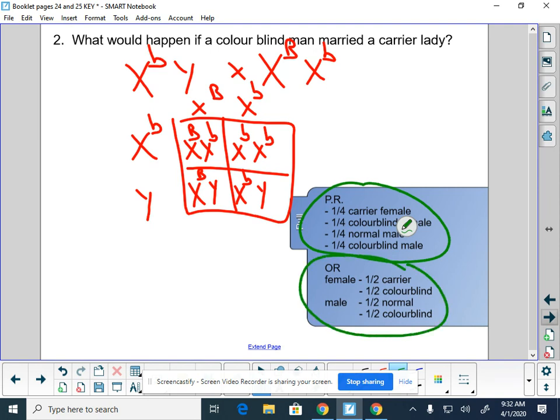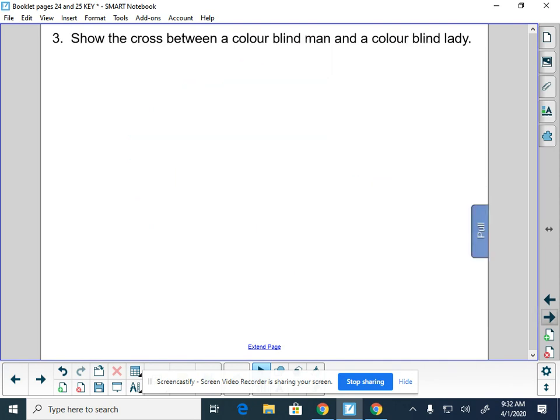I'm going to go quickly on to the next one, but you can obviously pause the video if you need to look over these phenotypic ratios. I'm trying to go a little faster here. So question number 3, show the cross between a colorblind man and a colorblind lady. Colorblind man, colorblind lady means she has to be homozygous recessive on both X's.